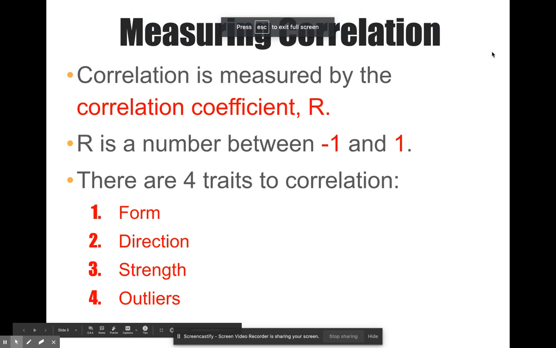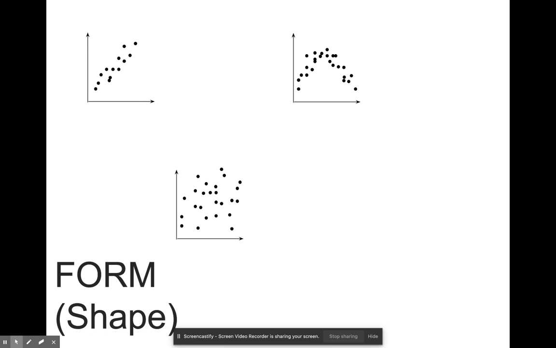All right, so here we are for part 2 of the video. We're going to talk about the 4 characteristics of a correlation. And so we're going to start with form. Form simply just means the shape of the data points.